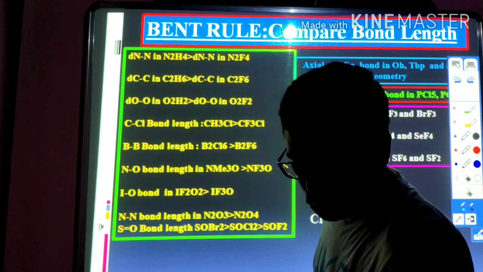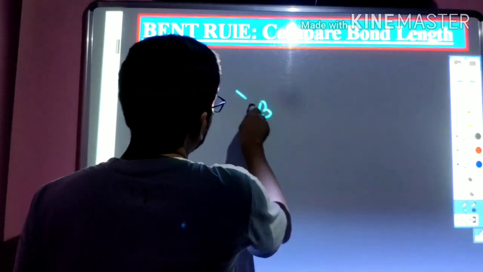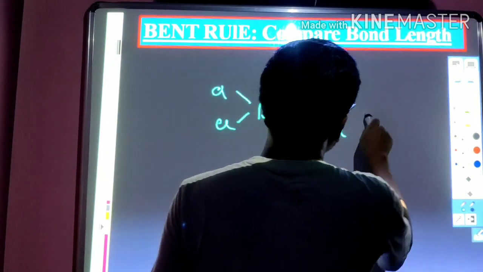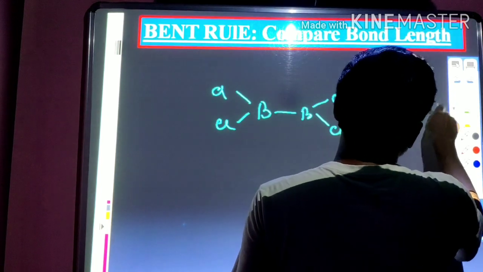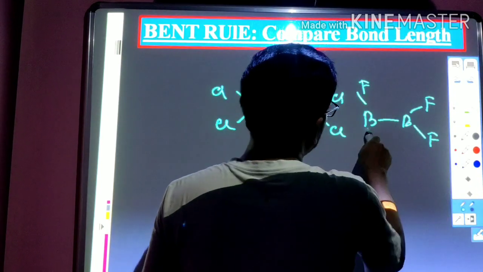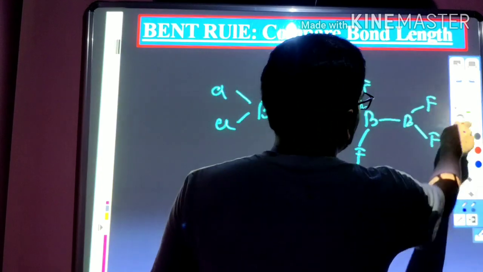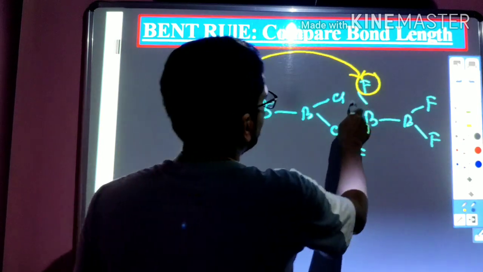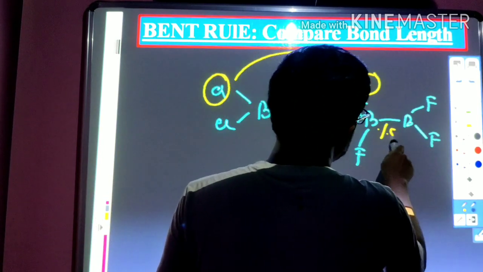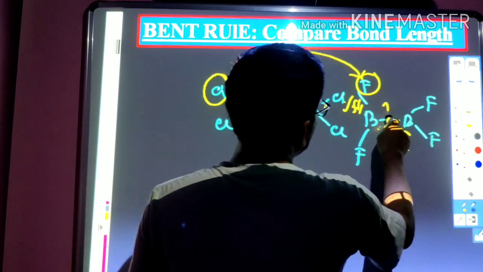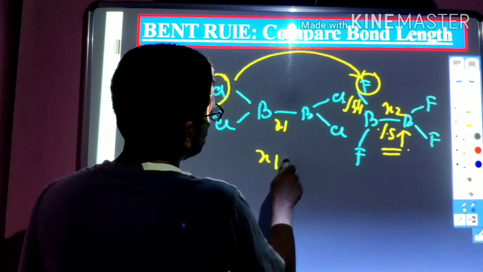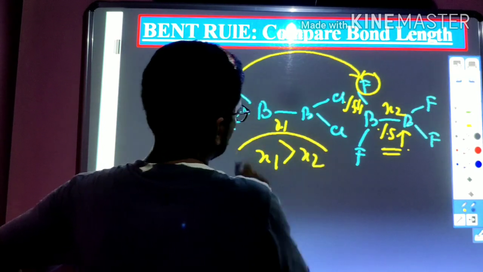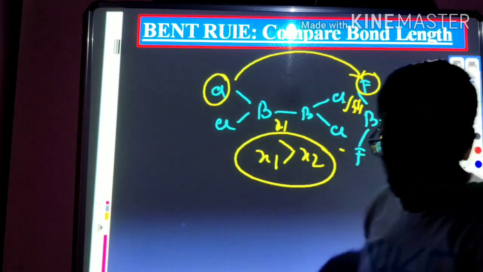I'll do it first. Like here, B2Cl4, right? This is B2Cl4 and this is B2F4. What will happen? See here Cl gets replaced by F, a more electronegative element. Percentage of S character decreases, so percentage of S character increases. So bond length, if it is x2, if it is x1, then x1 is greater than x2. Okay, no problem.